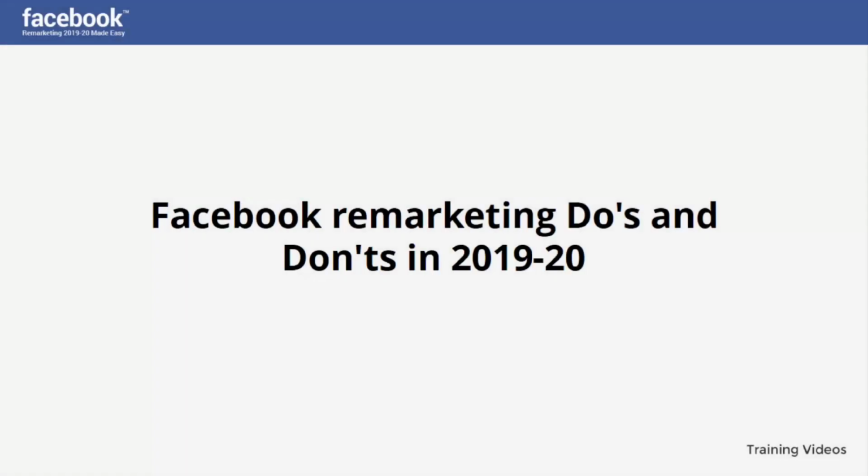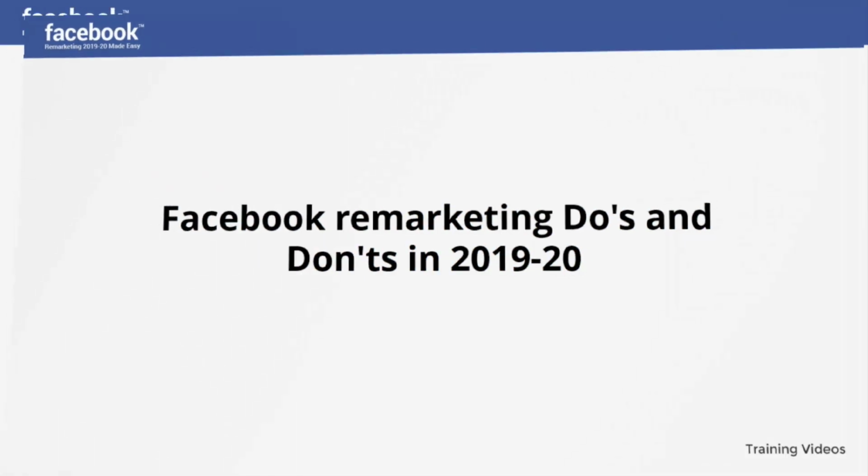Facebook remarketing do's and don'ts in 2019 and 2020. Facebook retargeting is one of the most effective ways to bring back visitors that have performed certain actions on your site. It allows you to send ads with the aim of recapturing their attention, based on the actions they took earlier. There are several things you need to understand about launching a Facebook remarketing campaign. Now you will learn the do's and don'ts you should put into practice to achieve a successful Facebook remarketing campaign.